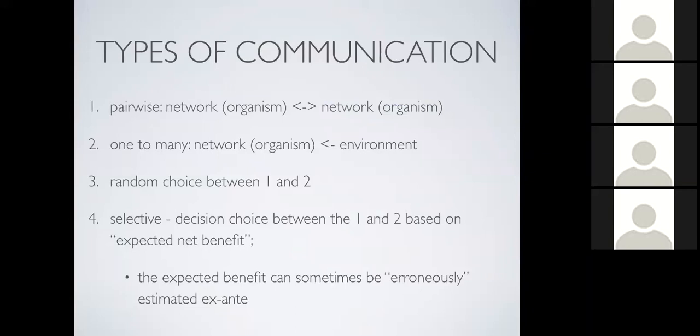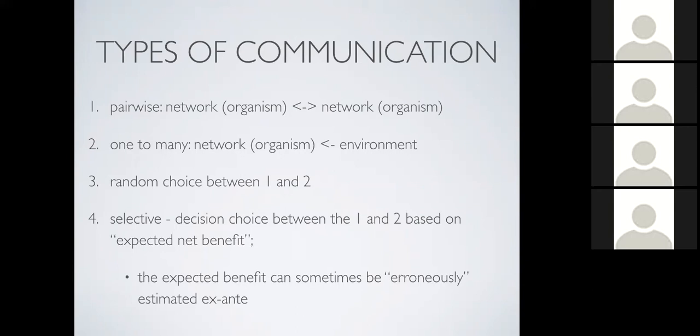There are several ways in which communication can happen. It can happen just pairwise: you have two organisms communicating with each other. So it's network-to-network communication, or two computers communicating with each other endlessly, or two people, or two cells. But you can also have a one-to-many type of communication, where one organism just receives a lot of information from the environment. You can have a random choice between 1 and 2.